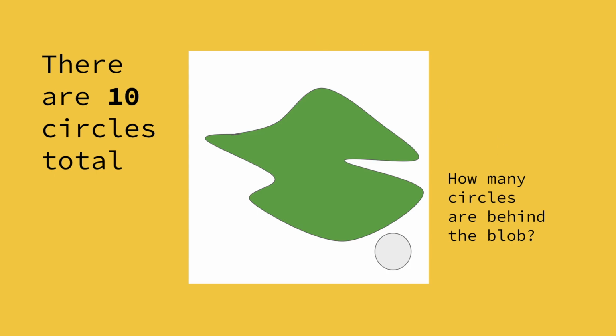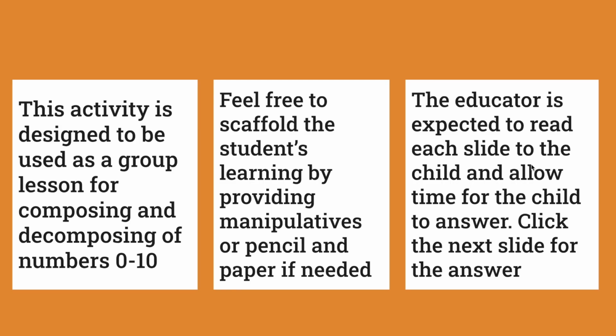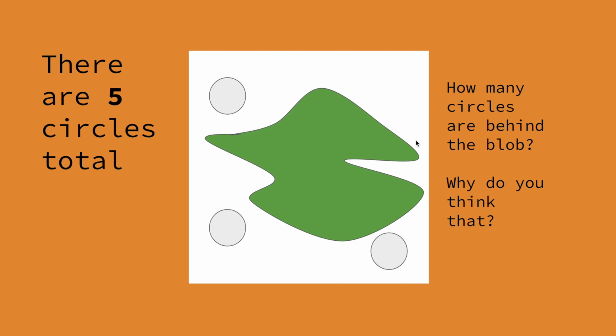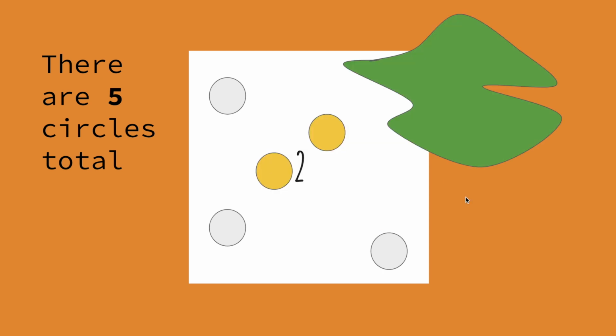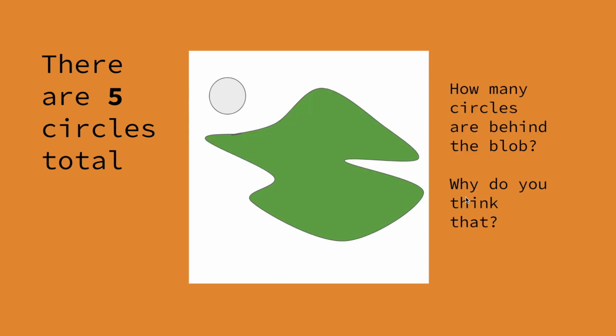And the group lesson is a little bit different. It's still teacher-led, but there is another question. How many circles are behind the blob? We know there are 5 circles in total. Why do you think that? And then after the children explain their thinking, we show there are 2. And this is to help those children who maybe were struggling in a group setting.